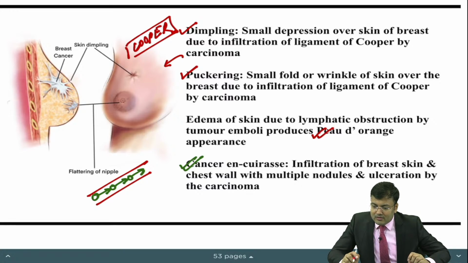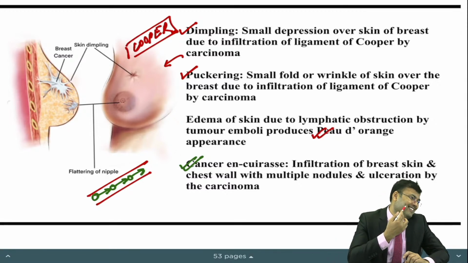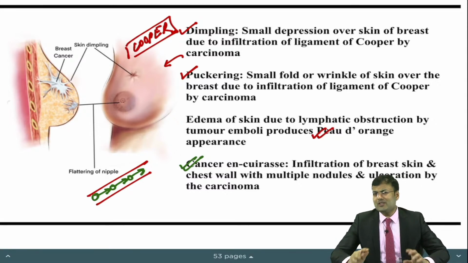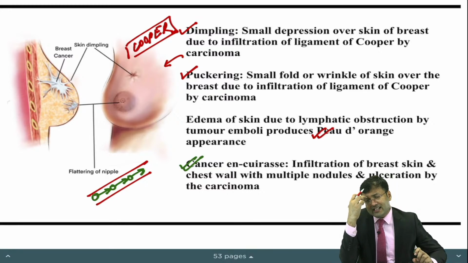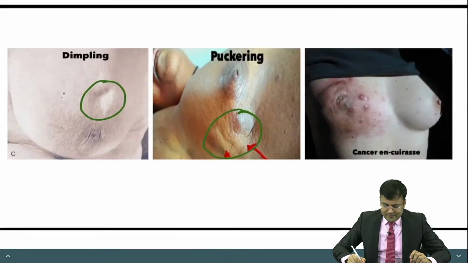Okay. Prashant, you want to see the live example? So see, you can see the dimples here. So this is depression. Okay, so easy to remember. And if you have seen tissue paper or skin wrinkles, clear, that is known as what? Puckering.